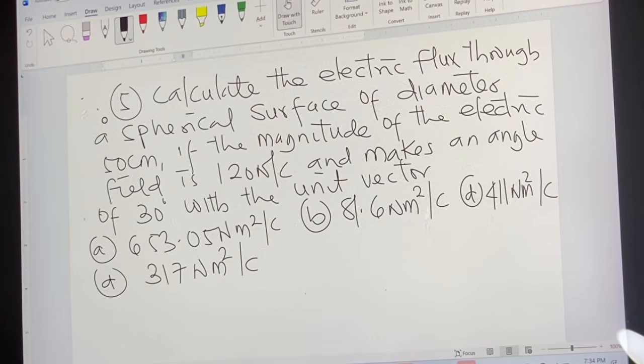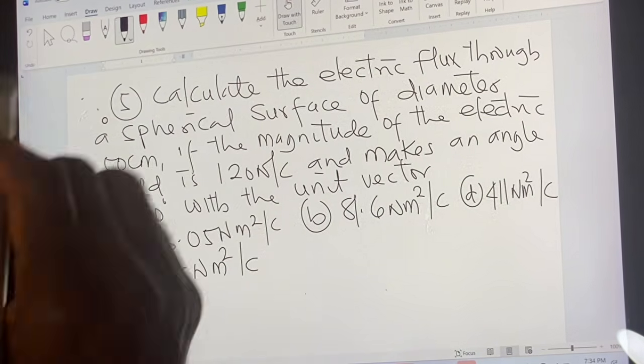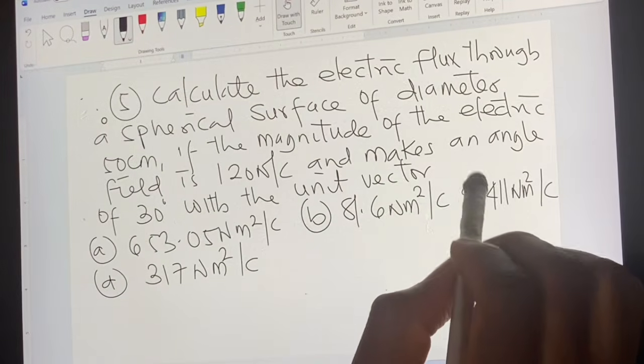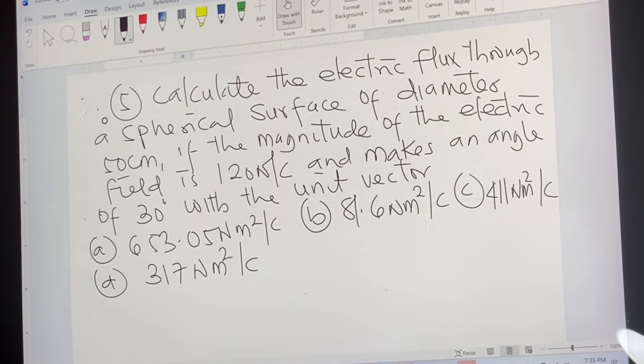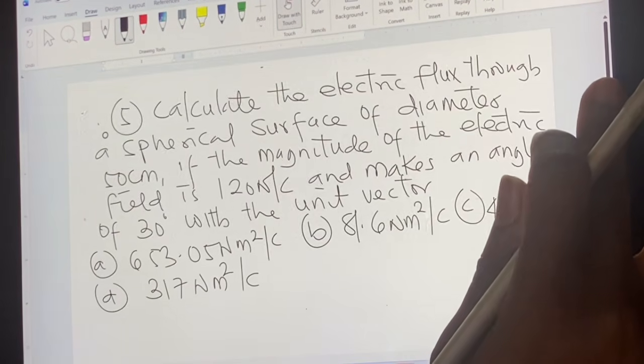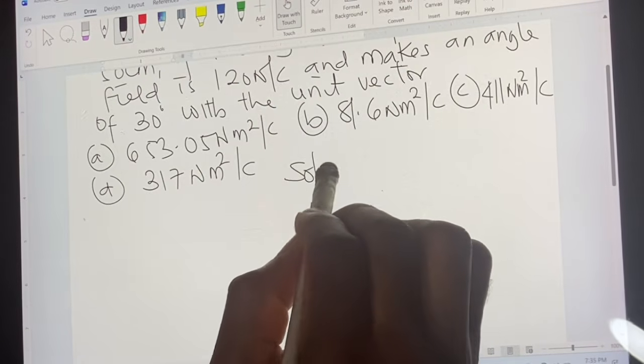The options are given to us here: A 653.05, B 81.6, C 411, D 317. Let's solve this here. Solution.